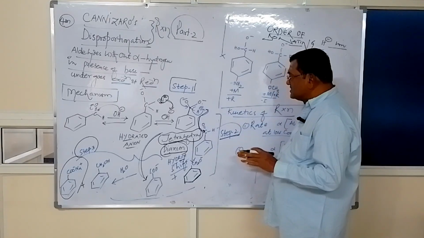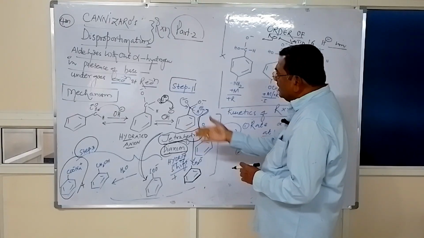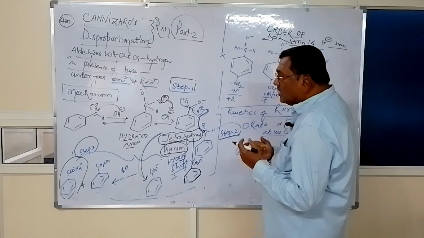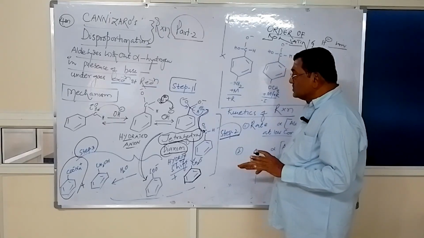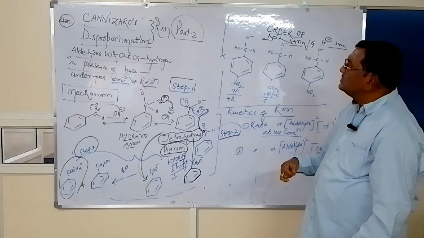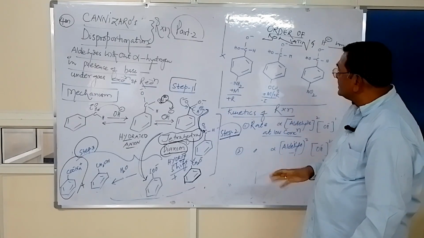This is absolutely based on the mechanism regarding benzaldehyde, which does not have alpha hydrogens. I think you have followed me, children. So this is the entire 3-step mechanism which gives us the Cannizzaro disproportionation reaction.